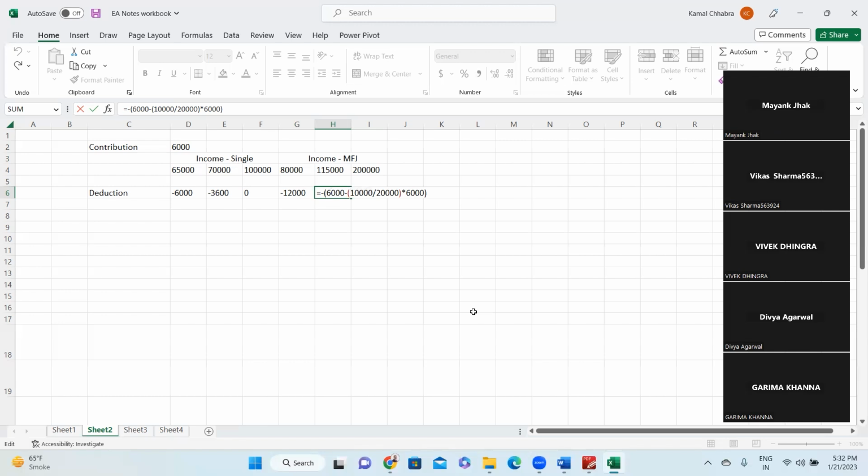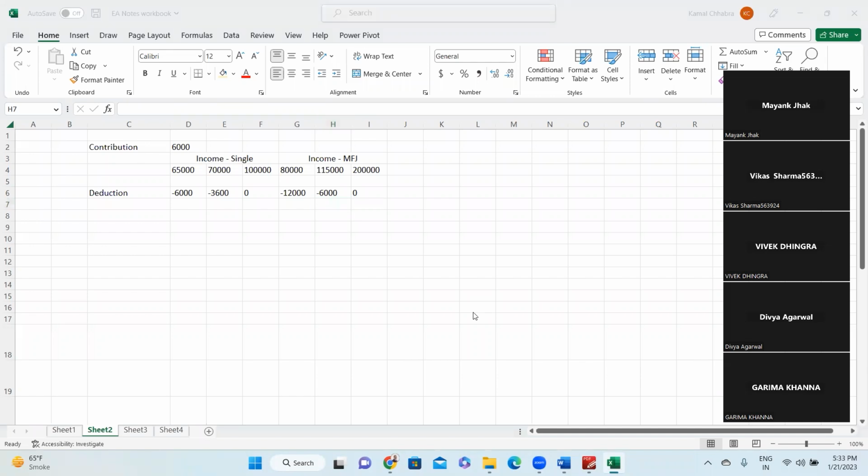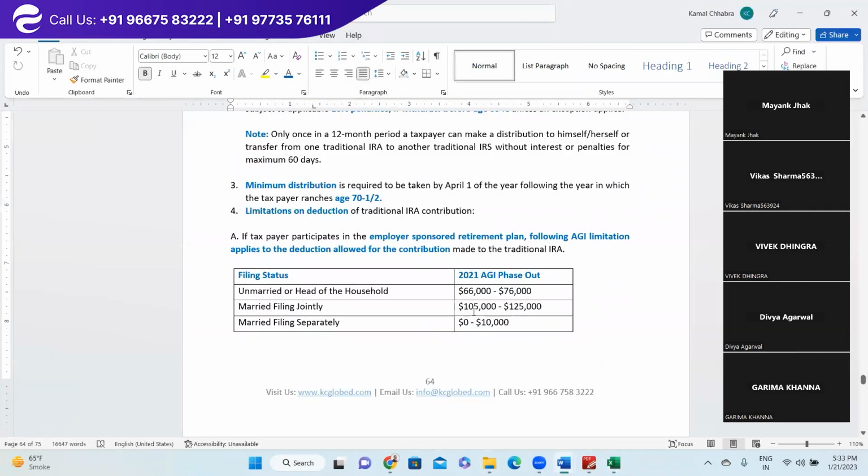Sorry, here I need to take 12,000. Yes, you're right. So here we need to take 12,000 because it is married filing jointly. Right? Everyone got it? Vikas, Vivek, Mayank, Rajat. Yes, sir. Got it? So this is how you need to do the math, and you will see a lot of questions in your multiple choice questions coming from this kind of phase out limits.